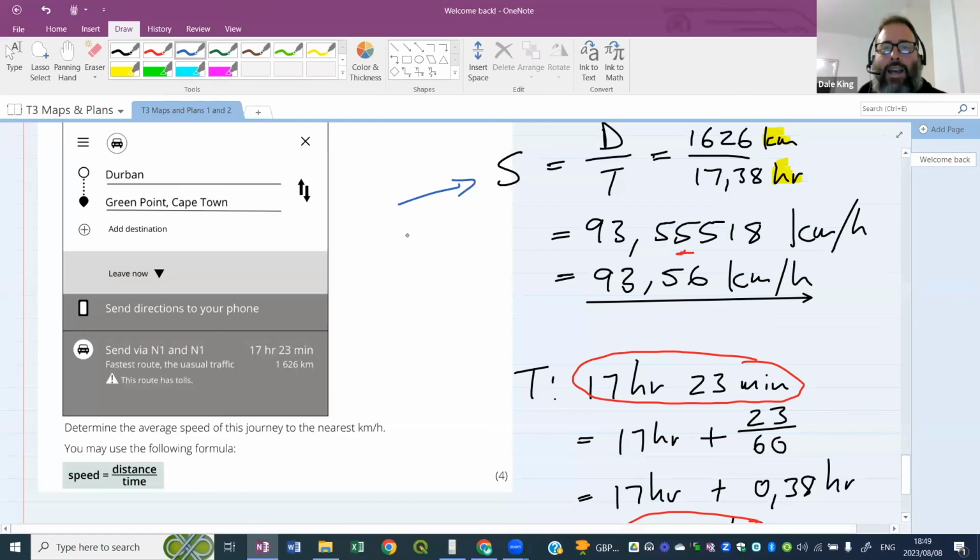This formula here, number one, only takes time in decimal format. All right, number one.